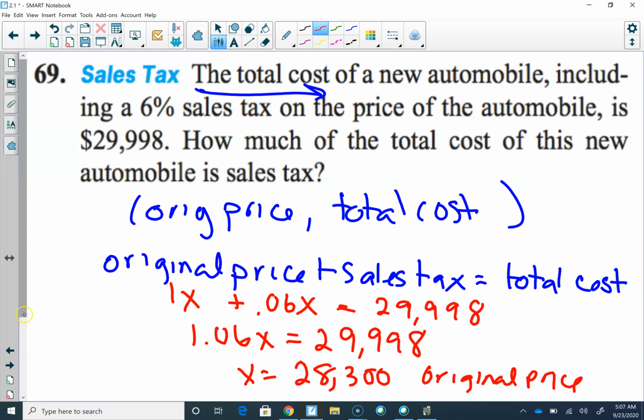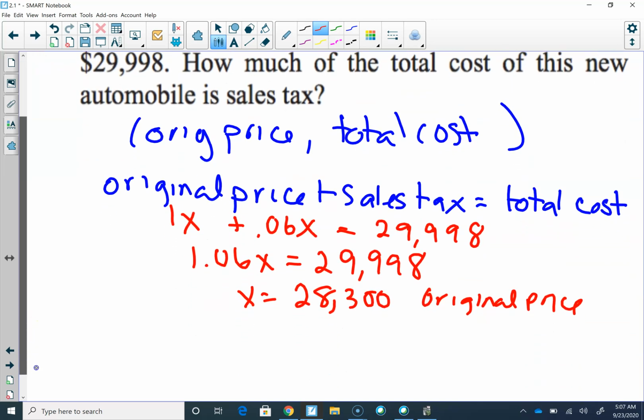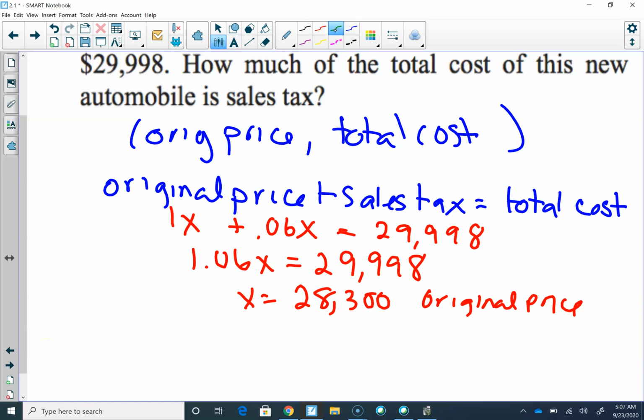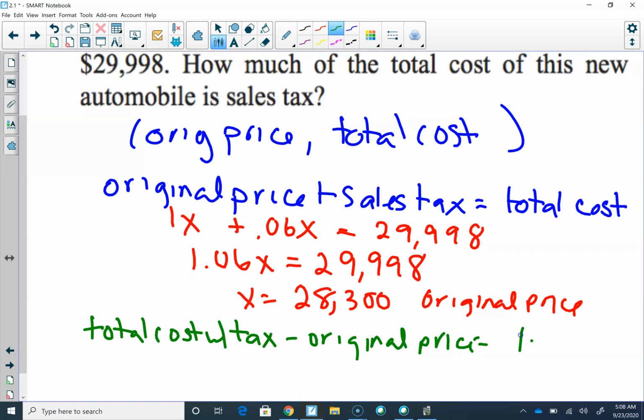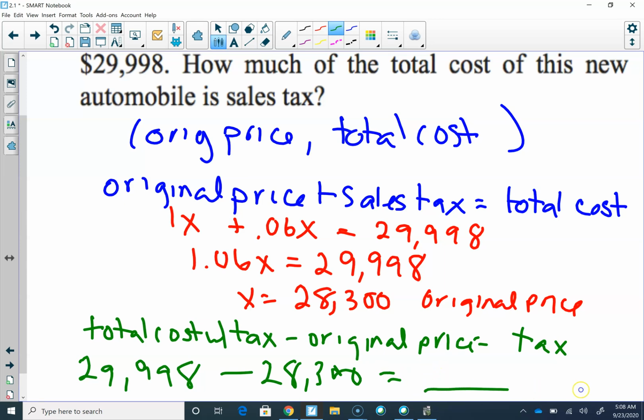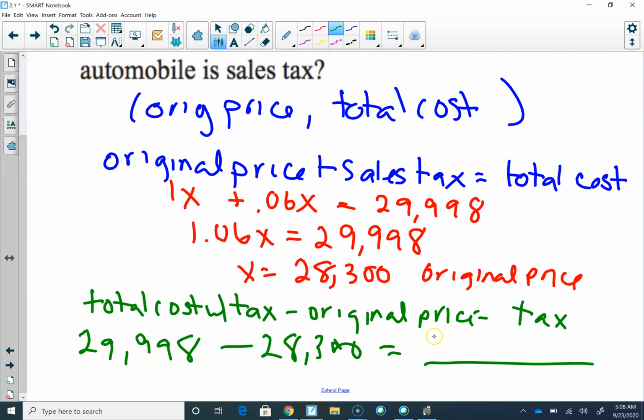And we still don't know the sales tax. So if I took my total cost with tax and subtracted the original price, I will get my tax. So I'm going to take my 29,998 minus my 28,300 to get my tax of $1,698.